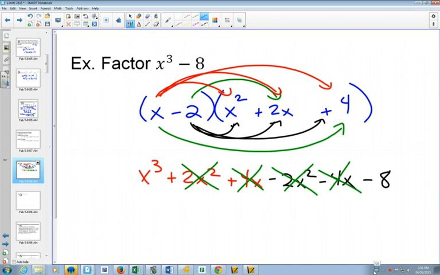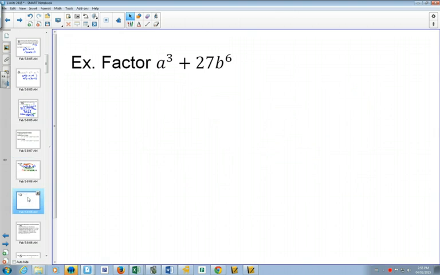But as far as figuring things out, I started with my first term here, and then my last term there, and then just figured out what would I also get and what would I need in the middle so that that cancels out. And then if you'd like to multiply it out to check to make sure it works, you can. But this will work for difference of cubes and sum of cubes.